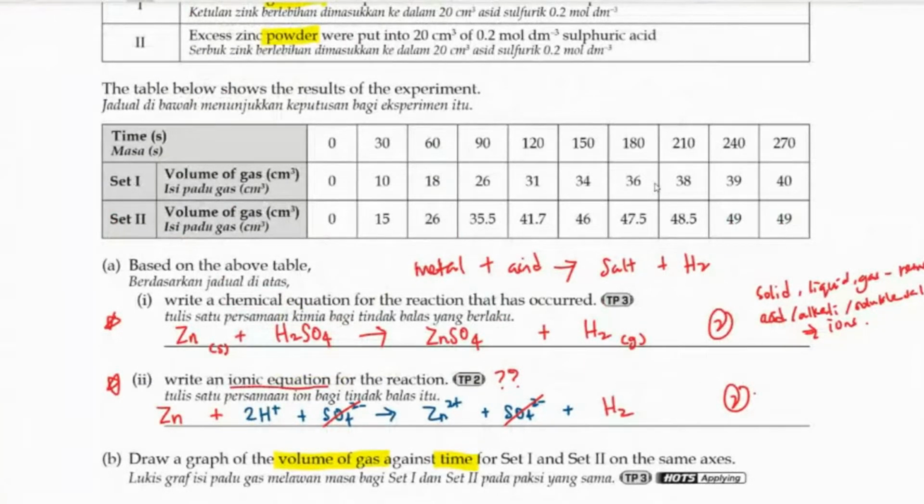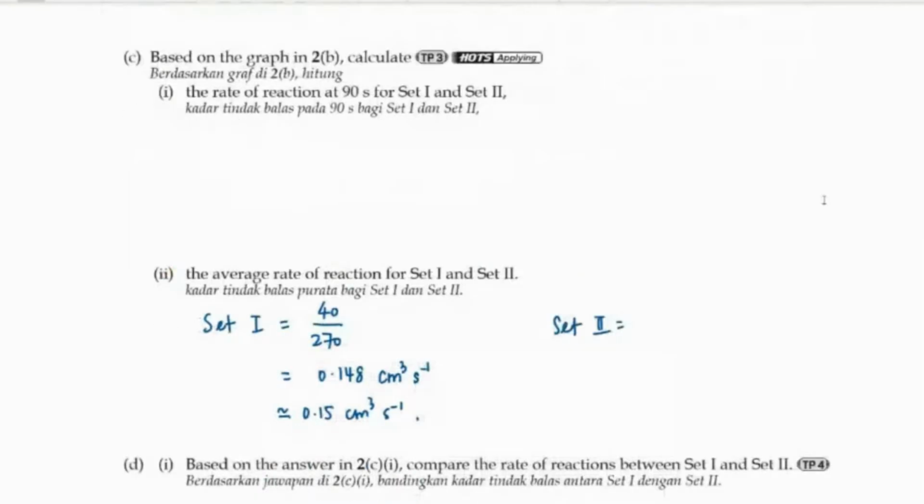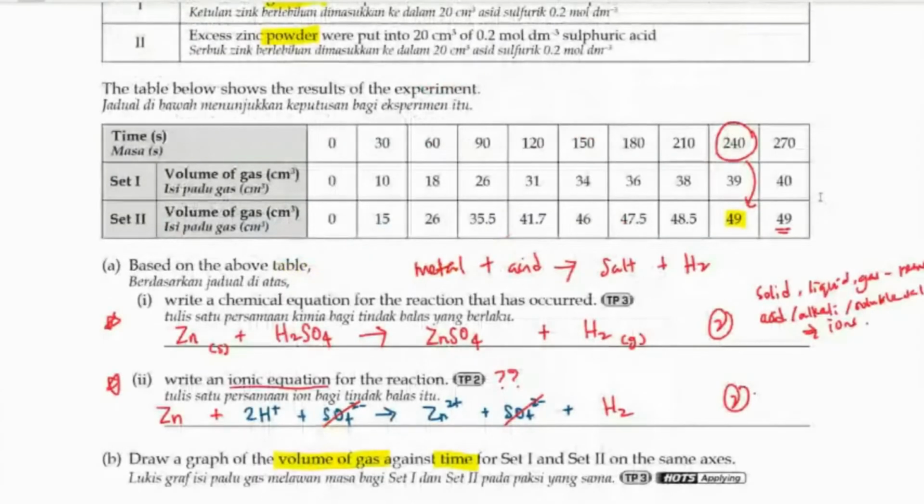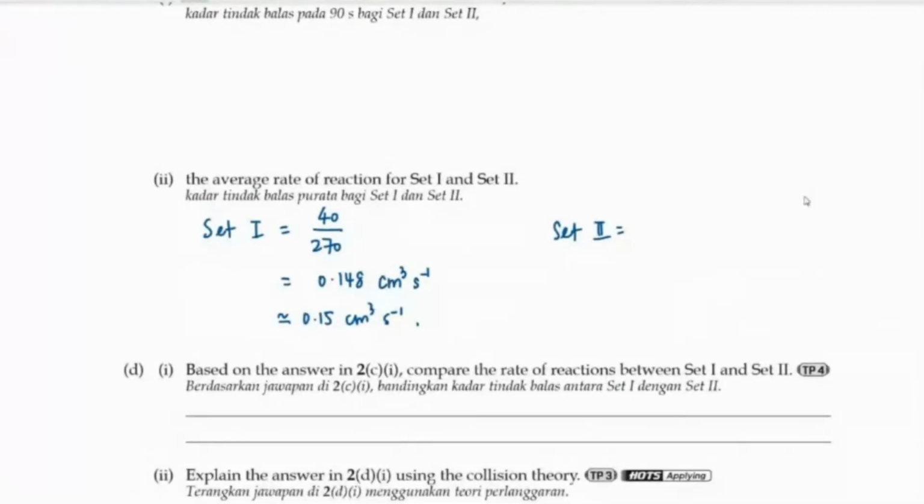You observe carefully. Here 49, here also 49, meaning that at 240 it has already finished, because 270 is also the same. So the time here is 240. Don't use 270. So the volume is 49 over the time 240, and you will get 0.204 cubic centimeter per second, rounded to 0.20.